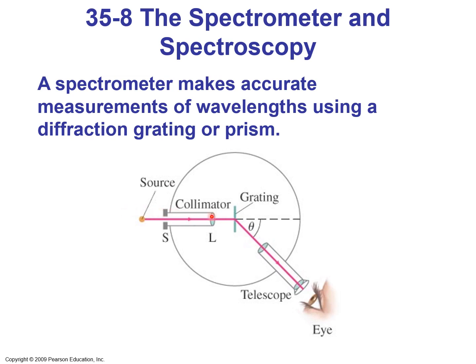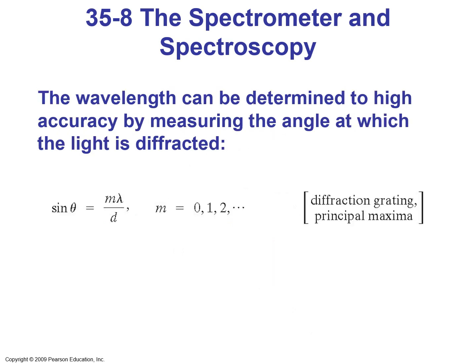The light passes through a collimator and shines on a grating. The grating pattern will diffract the light, and by rotating the telescope we can scan through different angles and see the intensity of the light being diffracted at different angles. And by doing the calculations for different diffraction orders, we can calculate the wavelengths of the input light. The wavelengths can be determined to high accuracy by measuring the angle at which the light is diffracted.